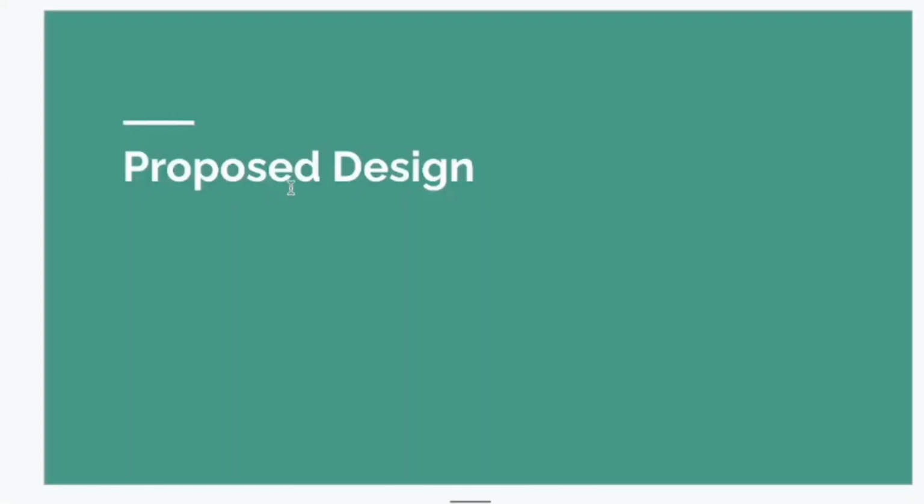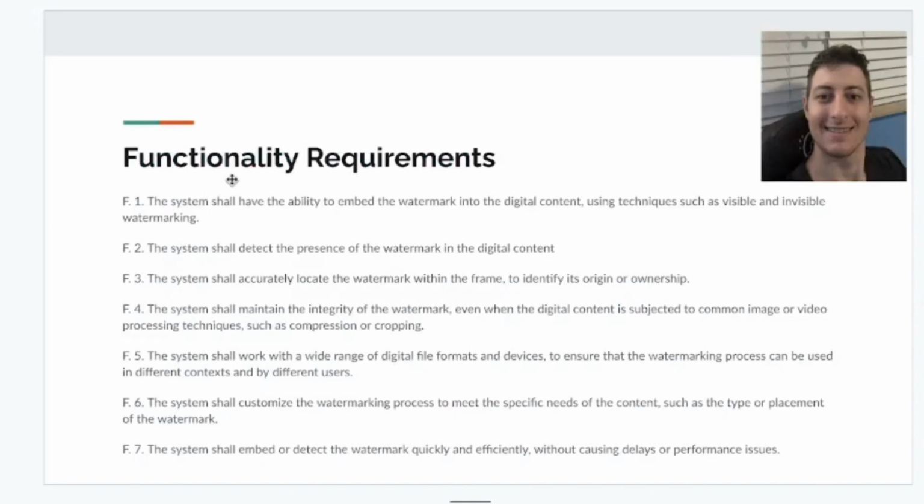Okay, so now this is the proposed design. First we have the functionality requirements. The first functionality requirement is that the system should be able to embed the watermark into the digital content using techniques such as visible and/or invisible watermarking. Next, the system shall detect the presence of the watermark in the digital content, and the system shall accurately locate the watermark within the frame to identify its origin or ownership.